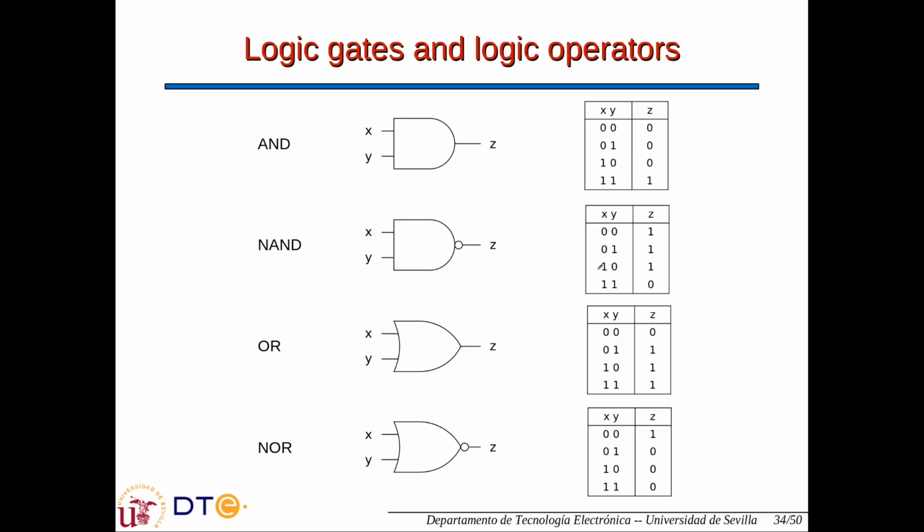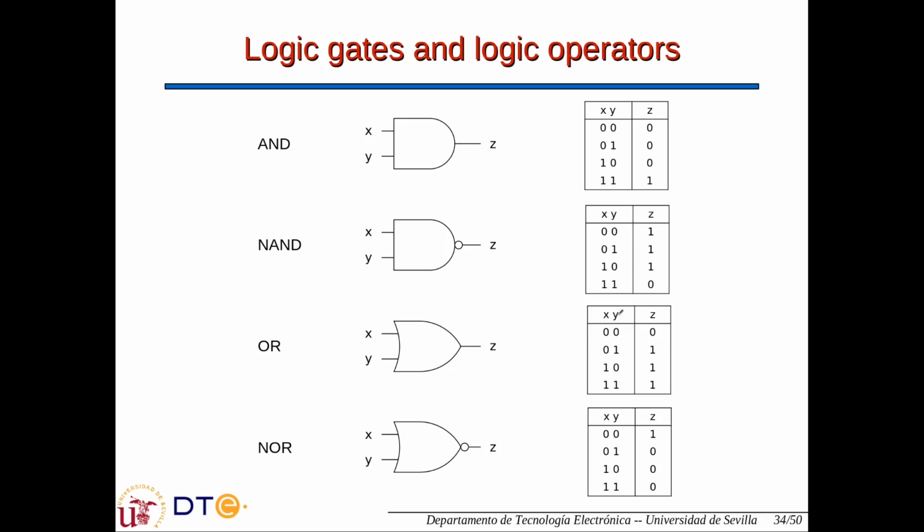We have a version of the AND with inverted output. The sign here means invert the signal. So the NAND is like the AND but with inverted output. In this case, only when both inputs are 1, the output will be 0 and will be 1 otherwise. We also have the OR, the gate whose output is 1, is true, whenever any input is 1, whenever any input is true, X or Y.